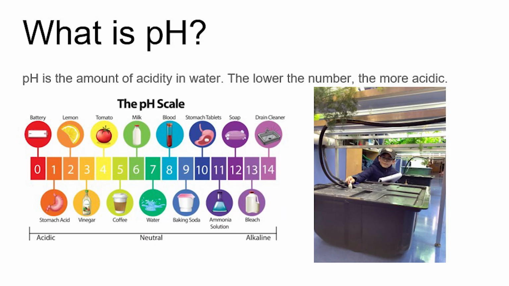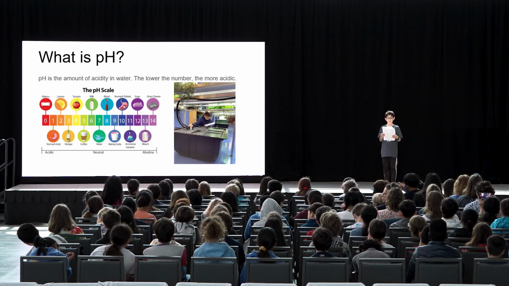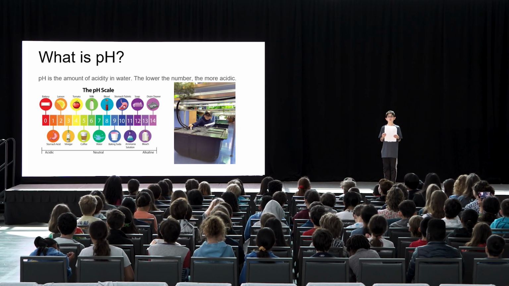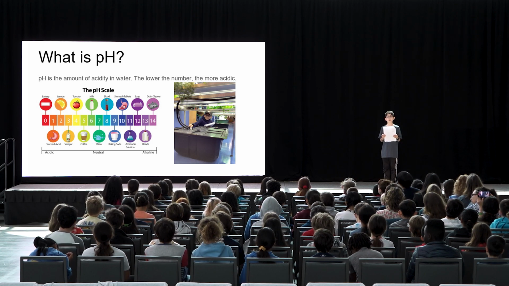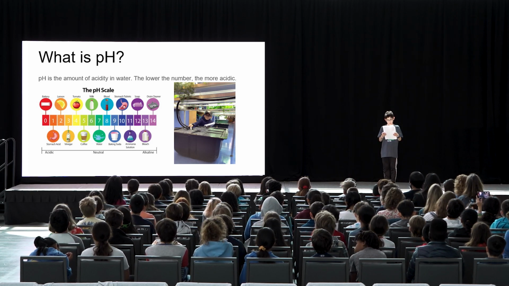What is pH? pH is the amount of acidity in water. The lower the number, the more acidic. pH is measured on a scale of 1 to 15. The closer to 15, the more non-acidic or basic it is. Drinking water's average pH is 7.2. The water for the plants in the science room is much more acidic.